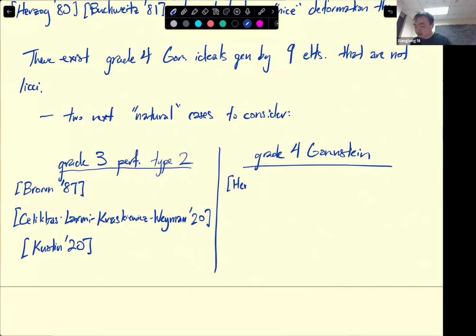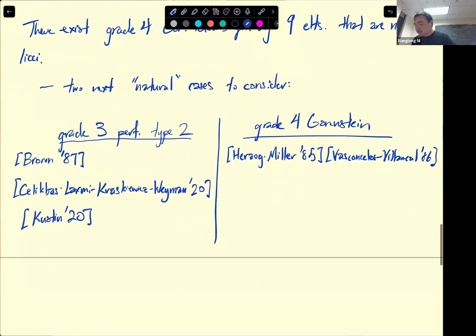and Herzog and Miller in '85, and later the hypotheses were weakened a bit by Vasconcelos and Villarreal in '86, showed that if you have a grade 4 Gorenstein ideal generated by 6 elements, then actually it's just a hypersurface section of a Buchsbaum-Eisenbud example, so a 1, 5, 5, 1 ideal. But there are lots of examples of grade 4 Gorenstein ideals that are not hypersurface sections.